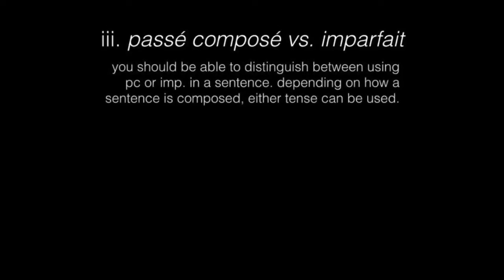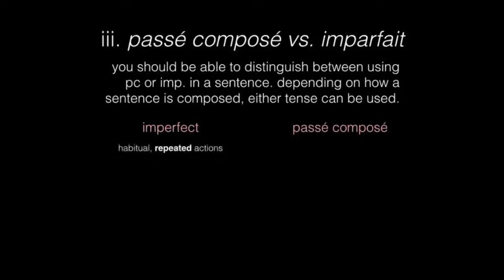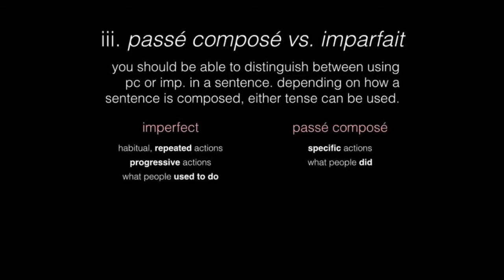Now for step 3, Passé Composé versus l'imparfait. You should be able to distinguish between using PC or imperfect in a sentence. Depending on how a sentence is composed, either tense can be used. For example, there's the imperfect and the Passé Composé. For the imperfect, it's good for habitual, repeated actions, or progressive actions. The Passé Composé is good for specific actions. Imperfect's good for what people used to do. Passé Composé, what people did.